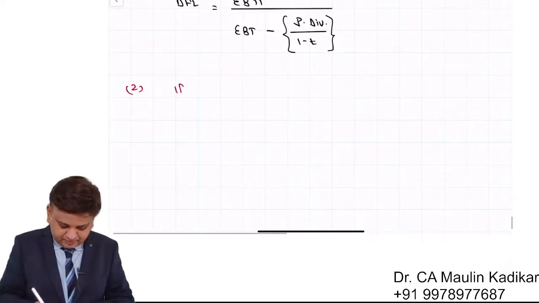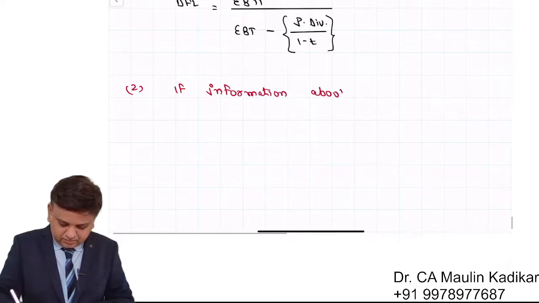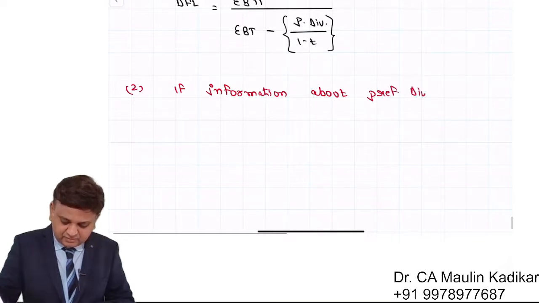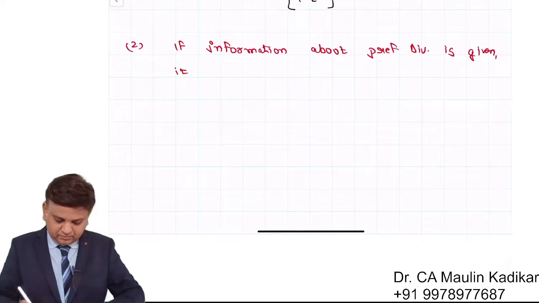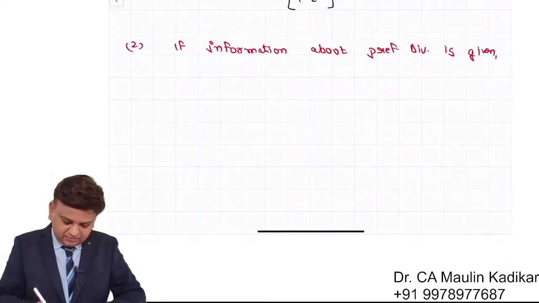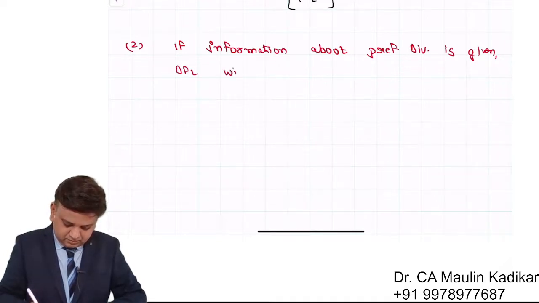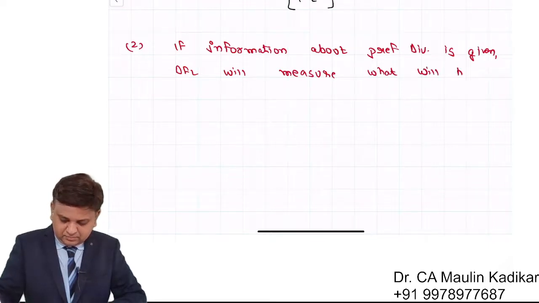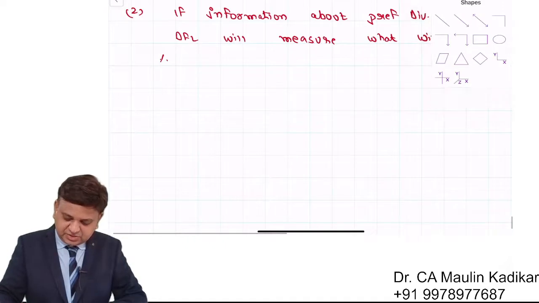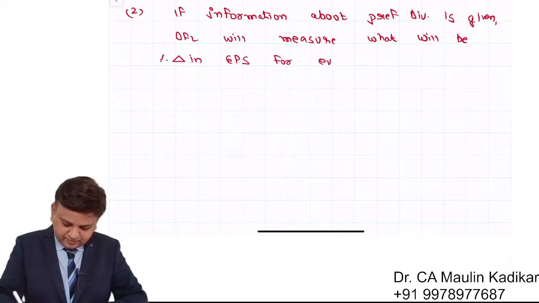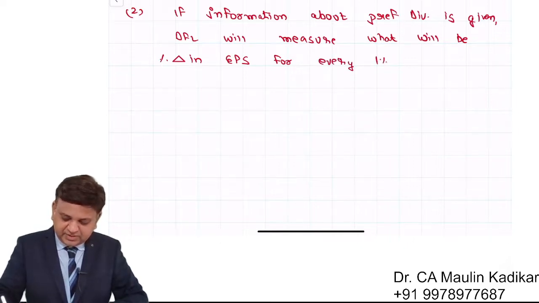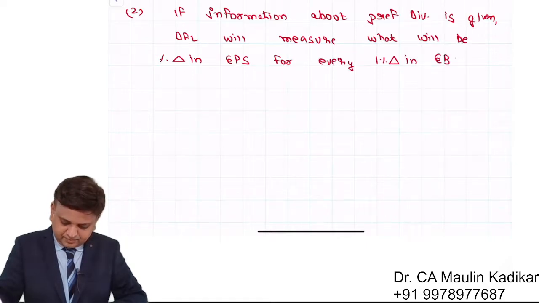Second, if information about preference dividend is given, DFL will measure what will be the percentage change in EPS for every 1% change in EBIT.